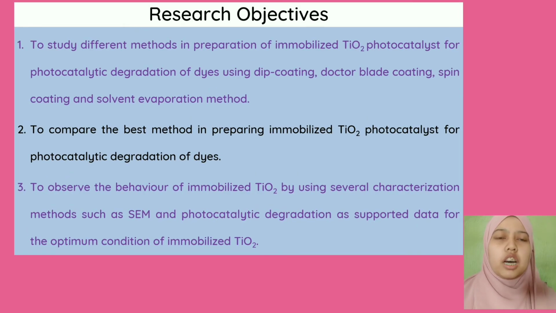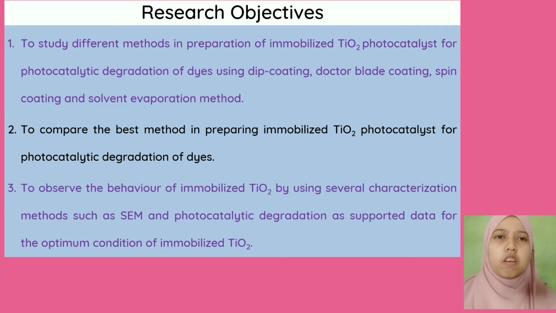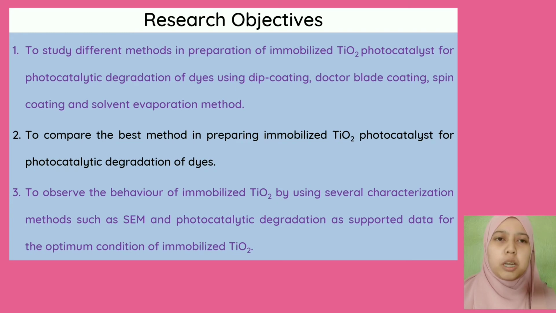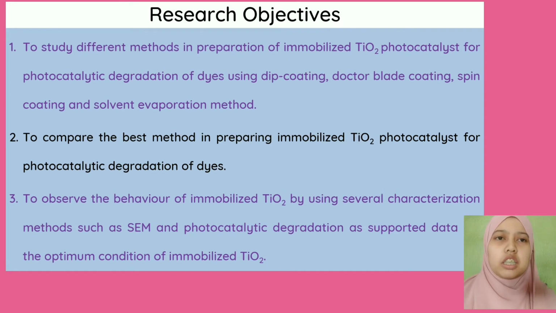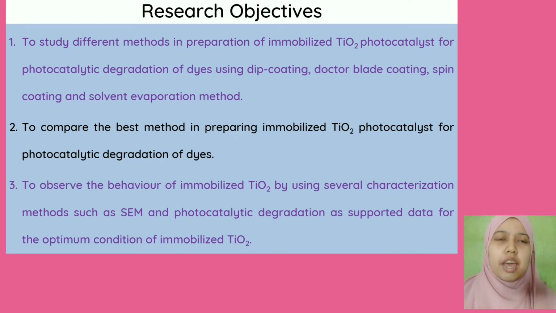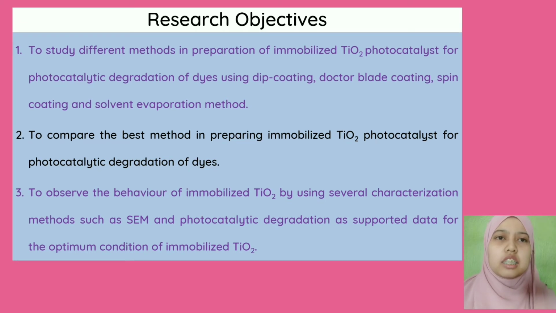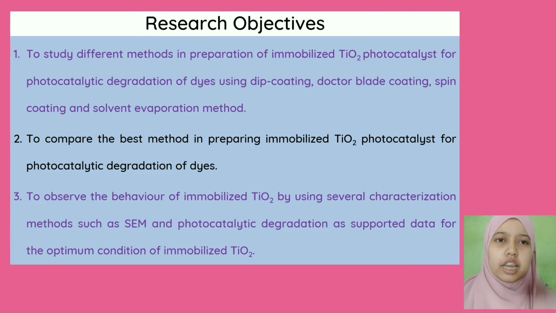The objectives are to study different methods in preparation of immobilized titanium dioxide photocatalyst for photocatalytic degradation of dye using dip coating, doctor blade coating, spin coating, and solvent evaporation methods. Next, to compare the best method in preparing immobilized titanium dioxide photocatalyst for photocatalytic degradation of dye. Then, to observe the behavior of immobilized titanium dioxide by using several characterization methods such as SEM and photocatalytic degradation as supported data for the optimum condition of immobilized titanium dioxide.